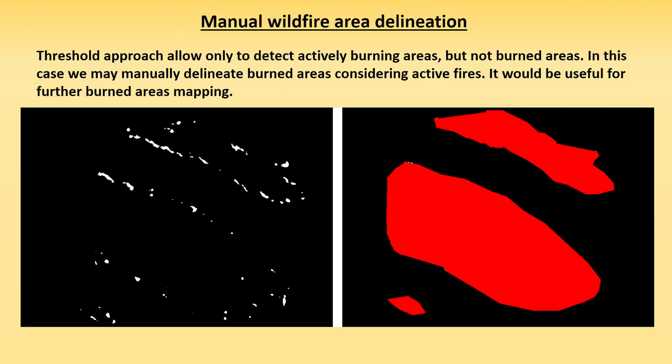The threshold approach allows only detecting actively burning areas, but not burned areas themselves, due to the high temperature difference. In this case, we may manually delineate burning areas considering active fires. It would be useful for further burned area mapping, but we should consider that at the moment of sensing, the fire was still spreading, and real burning areas are often rather larger.